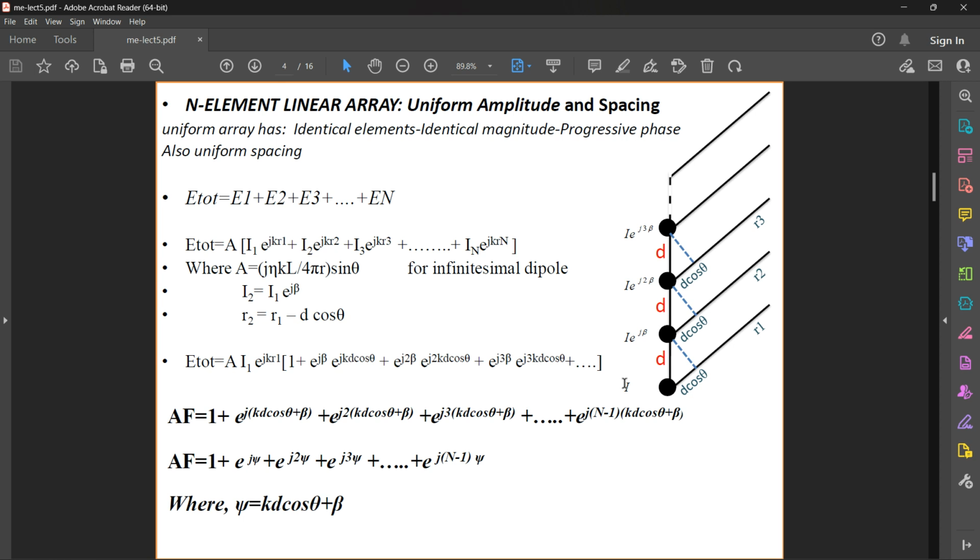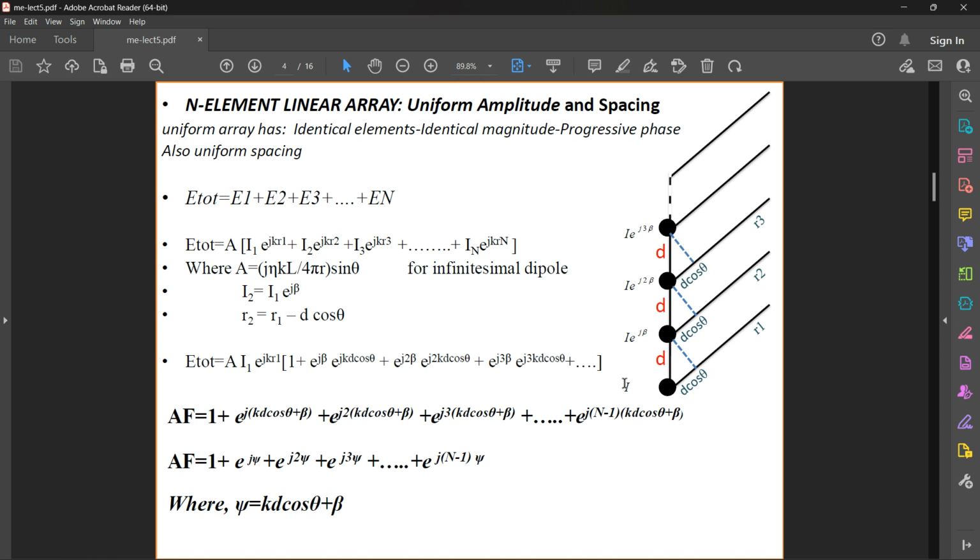And the radial distance between the elements has been given as R2 is equal to R1 minus d cos theta. So we can write E total is equal to A into I1 into e to the power j k r1 into 1 plus, so only phase change is there, and so we are taking every term as a constant term, and we are introducing the phase change terms for the next elements. So 1 plus e to the power j beta into e to the power j k d cos theta plus e to the power j2 beta into e to the power j2k d cos theta, etc.